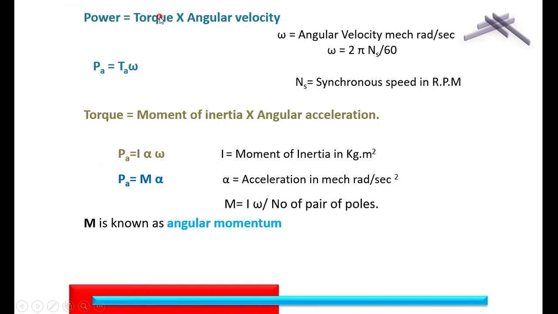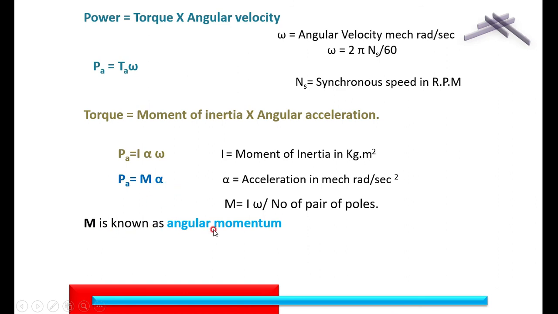It is very simple. Power is torque into angular velocity, that is Pa is equal to Ta into omega, whereas the torque is the moment of inertia into the angular acceleration that I am substituting in this equation. Therefore, moment of inertia is I and angular acceleration is alpha, and the original omega is retained as it is here. Then I and omega are clubbed together, making another constant, that is m, that is called as angular momentum. Then Pa is equal to m into alpha.